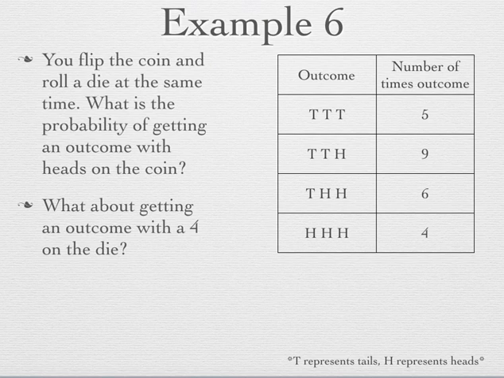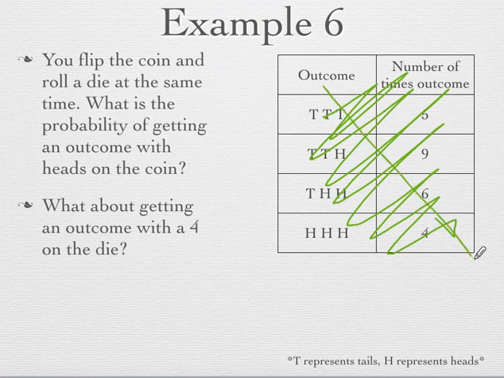Never mind this table here. I don't want you to think about that. That table is from the last presentation. That is not part of this question anymore. So what is the probability of getting an outcome with heads on the coin?